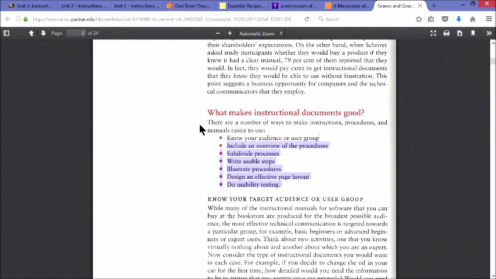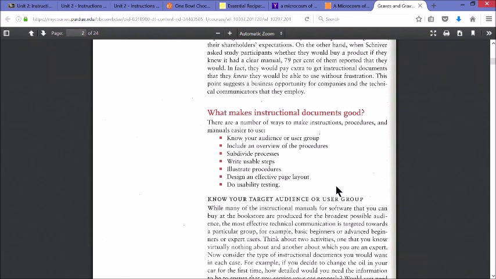So here are the 7 steps. They are: know your audience or user group, include an overview of the procedures, subdivide processes, write usable steps, illustrate procedures, design an effective page layout, and do usability testing. I want to talk specifically about the first, second, fourth, third, and seventh of these best practices.